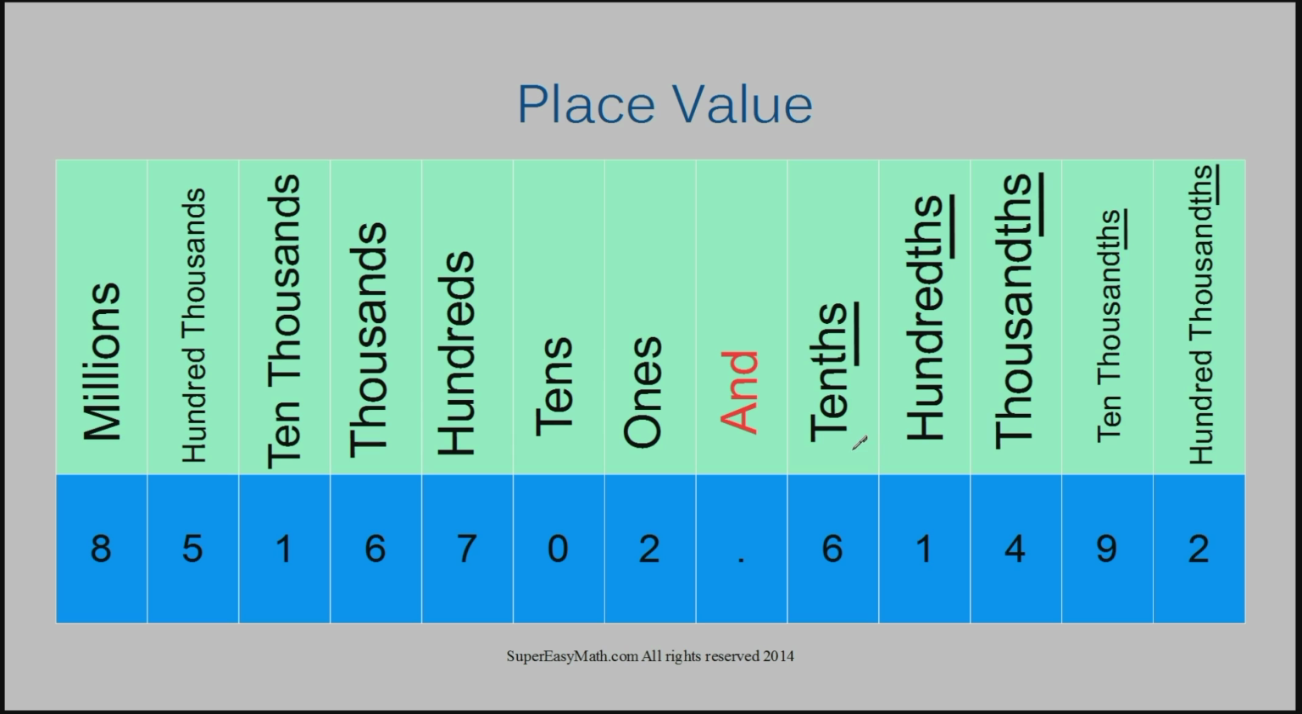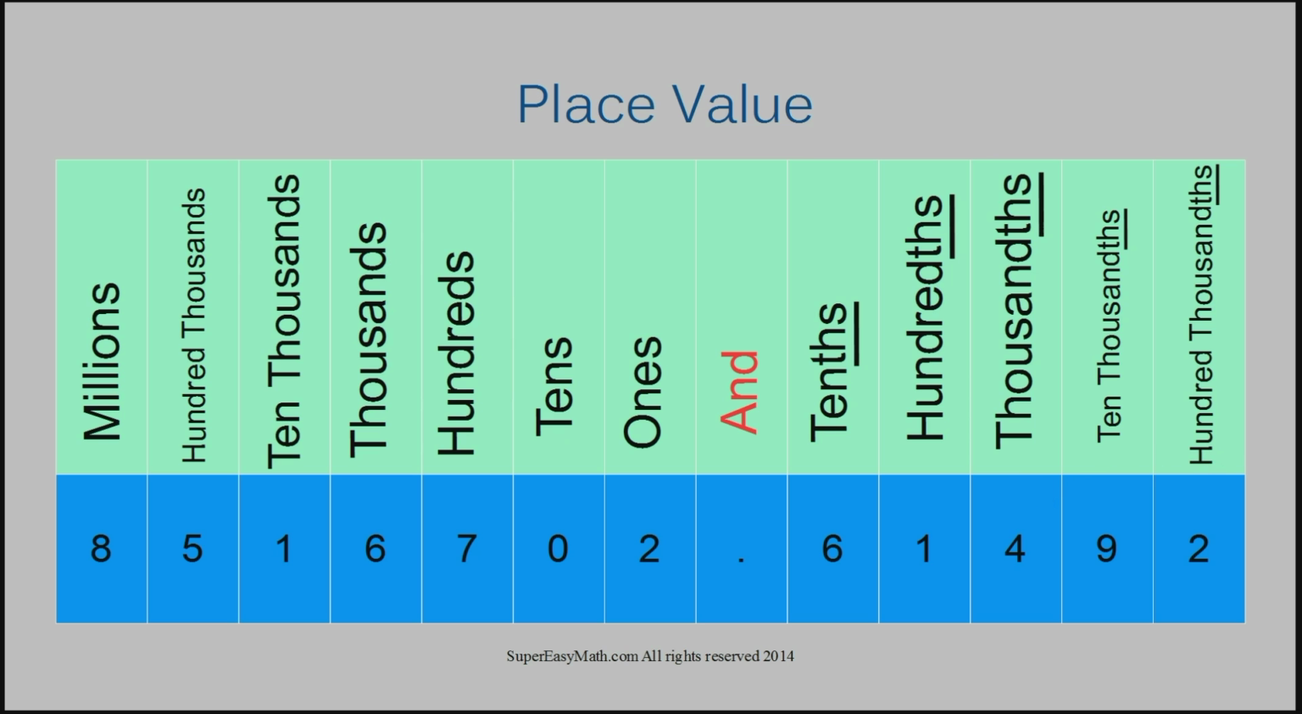If you notice, these place names are very, very similar to the place names on the left side. The only difference is they end in a THS. So we have a tenths place here, and there's a tens place here. There's a hundredths place here, and the next one after the tens over here was the hundreds. We had thousands, then over here was thousands, 10,000s matches, as well as 100,000s.